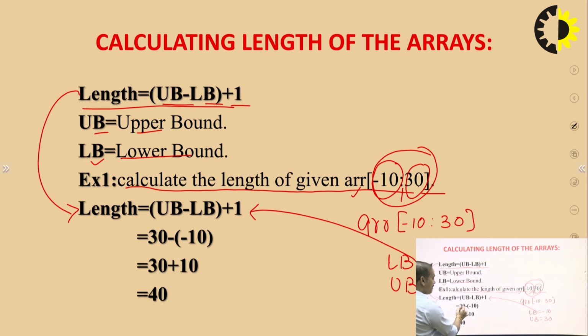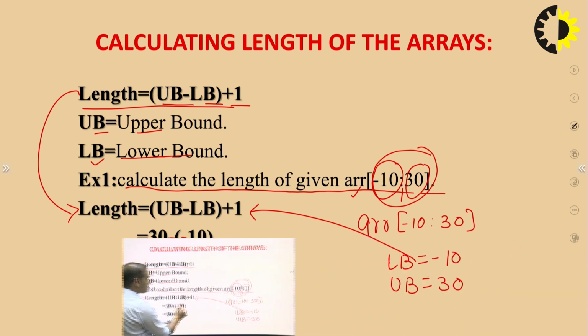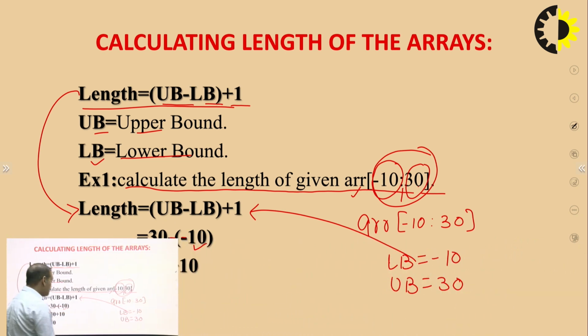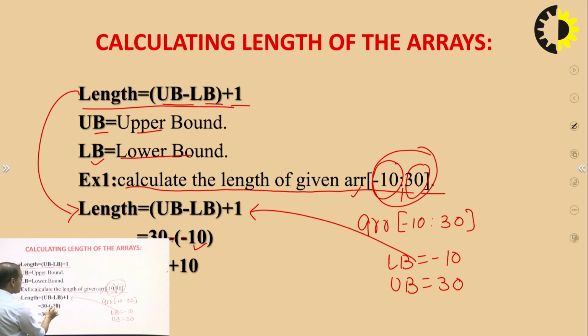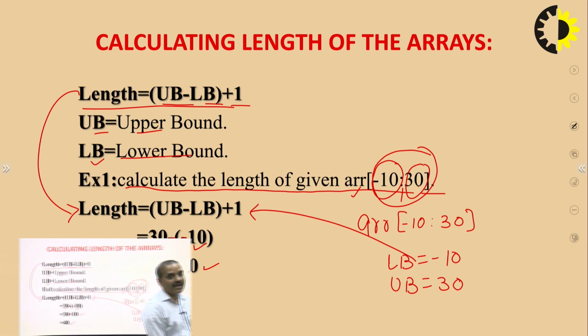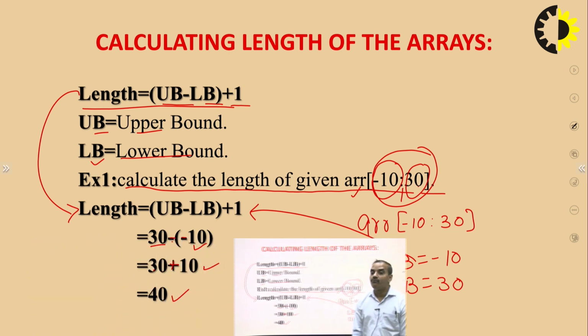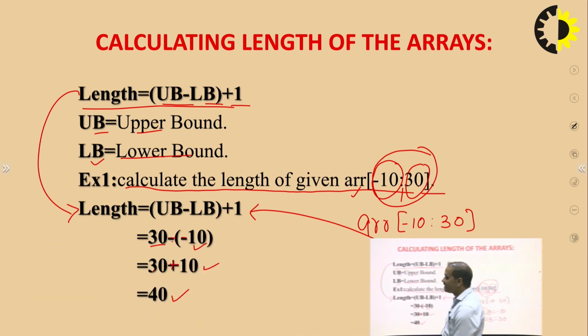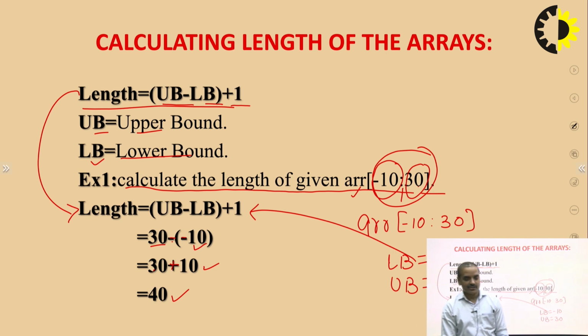UB upper bound is 30, LB is minus bracket minus 10. This is the value of lower bound. When the bracket is open, minus minus converts into plus, 30 plus 10 equal to 40. This is the length of the given array. That means in this given array, we have to store 40 integer values in the assigned memory location.